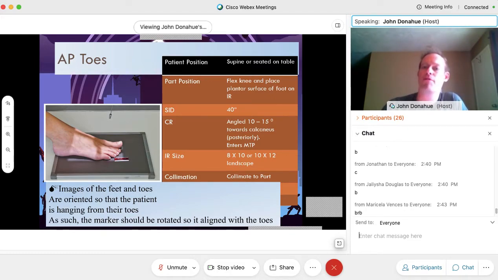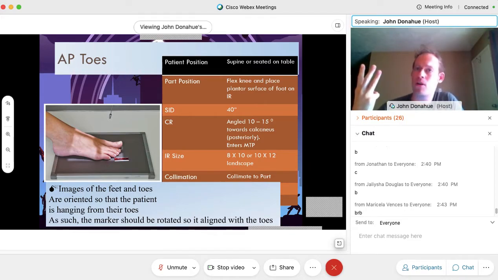We want them to flex the knee and place the plantar surface of the foot directly on the IR. Plantar surface, once again, refers to the bottom of the foot. 40-inch SID. Now, on the AP only, we are going to apply an angulation onto our tube. That's going to be a 10 to 15 degree angulation towards the calcaneus or cephalic angle towards the head. The central ray will enter directly on the MTP, the metatarsophalangeal joint.